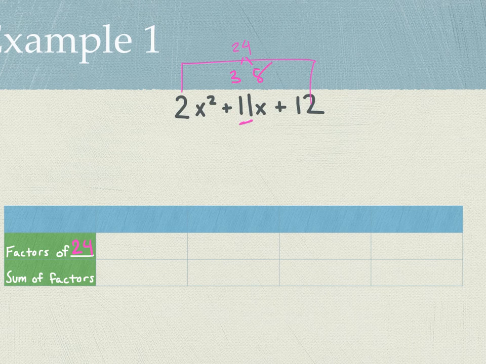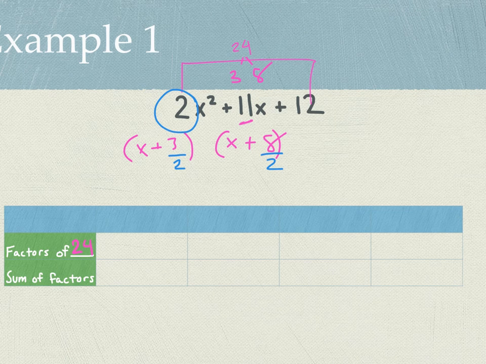So 3 and 8. We do the same thing we did before. We put it into our parentheses. So we have x plus 3 and x plus 8. But we need to do one more thing to solve this. Since we started with a 2, we divide both of these numbers here by 2. If it does not go in evenly, we bring it to the front in front of the x. So this is 2x plus 3. If it does go in evenly, we simplify.